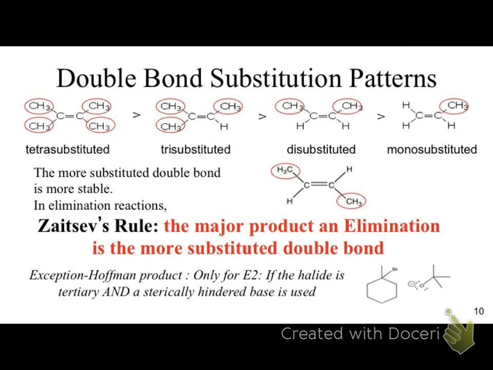Is the substitution patterns on a double bond. Okay? In our first case, we have a tetrasubstituted double bond. That double bond is the least reactive, or the most stable, because those electrons aren't able to leave the structure because the carbons are in the way.